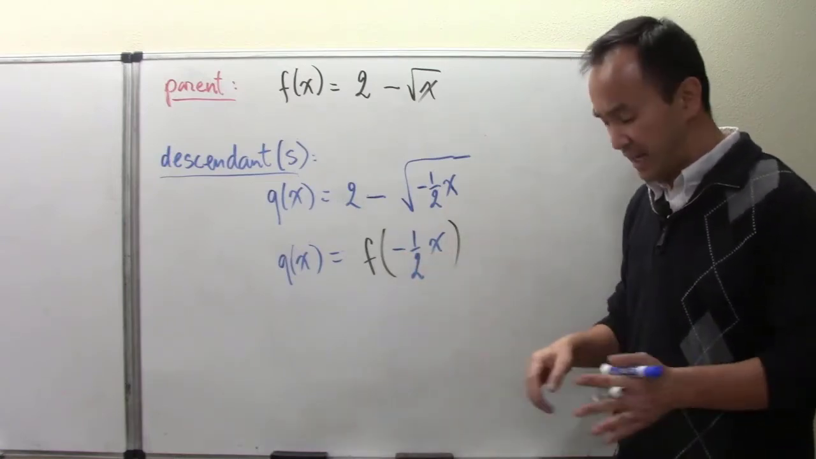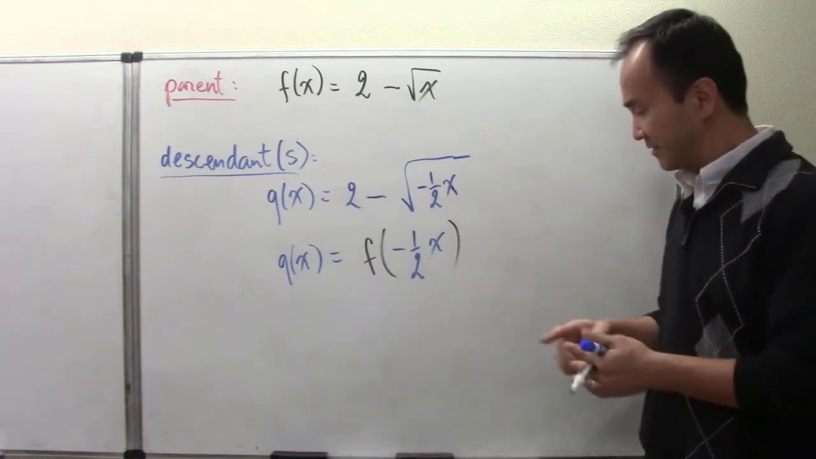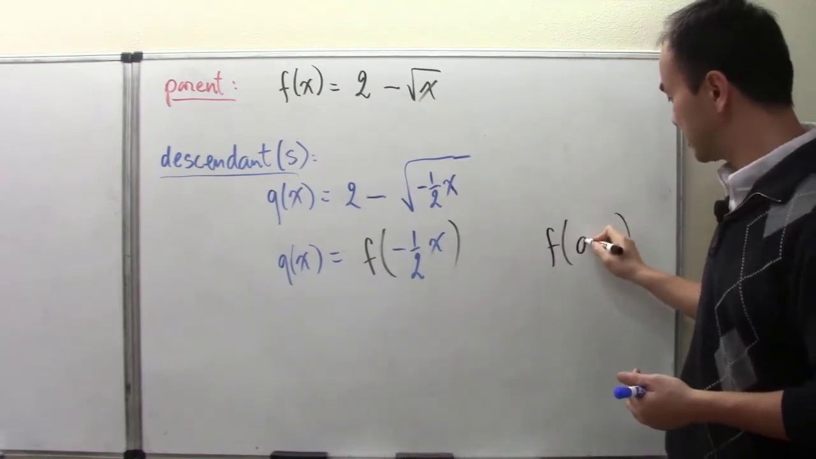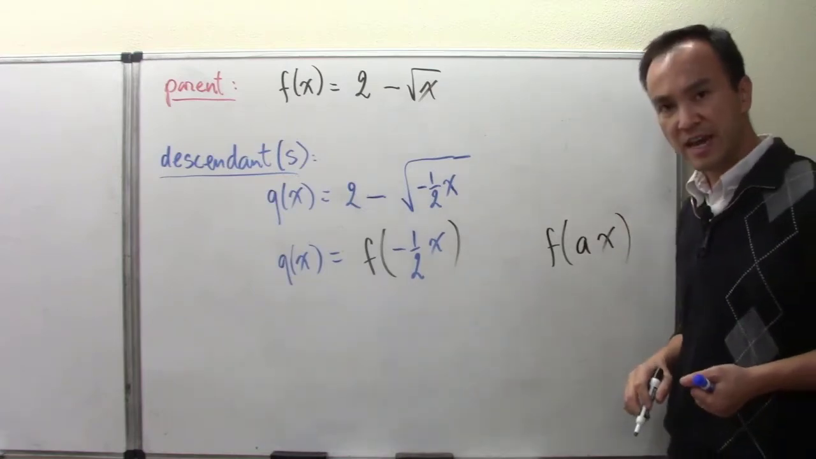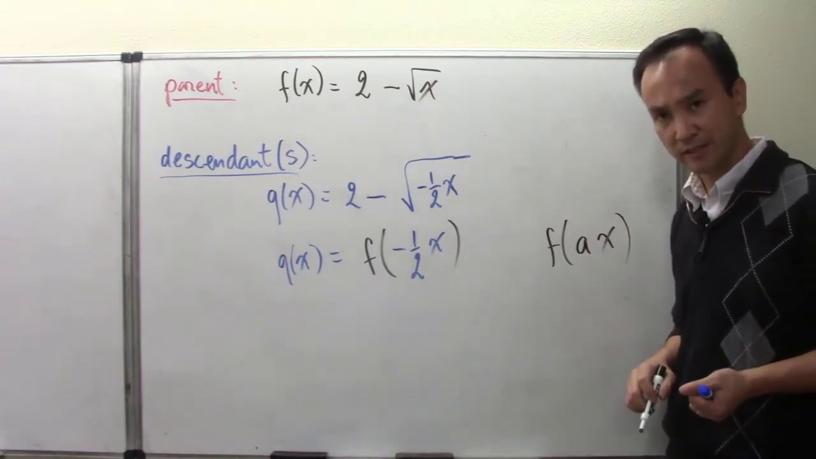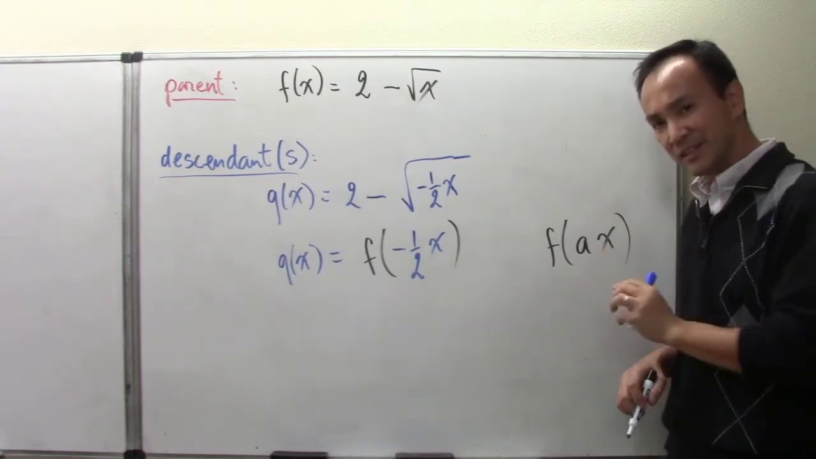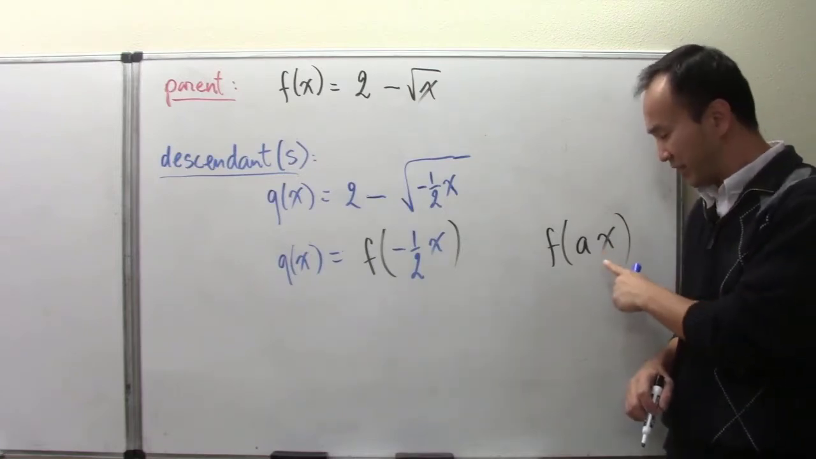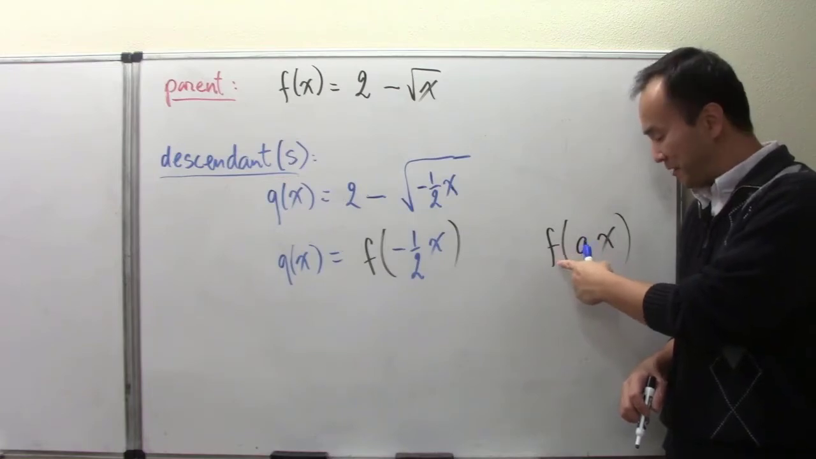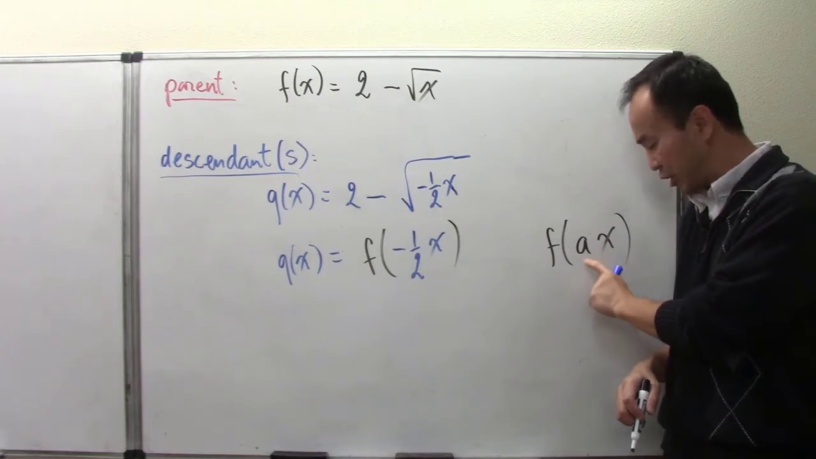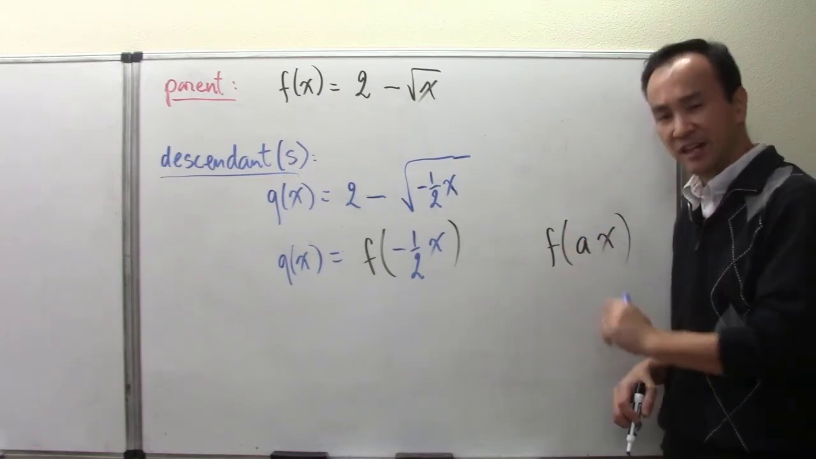And then in the end, the q of x is still recognized as the parent that takes the input ax right here, that takes the expression ax as its input. So for descendants, they all have this. They're all doing this same thing right here. They're all the parent function, but take the expression a times x, a coefficient times x, for its input.